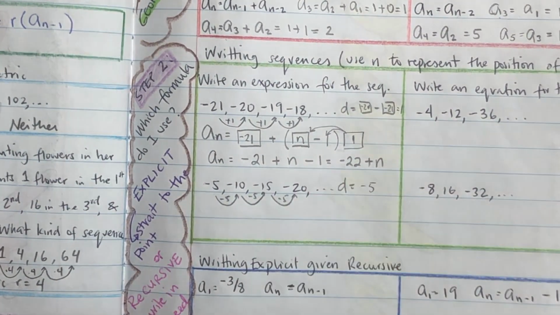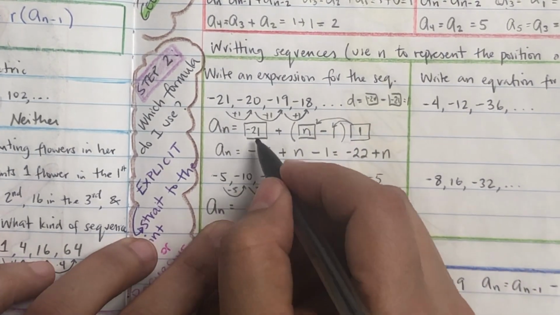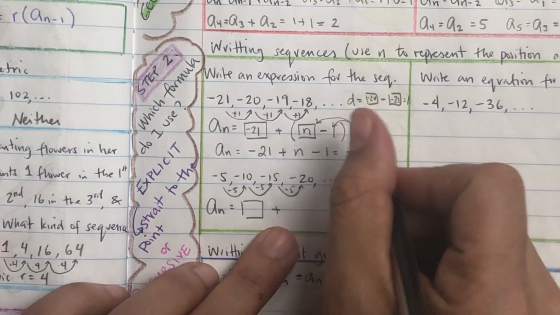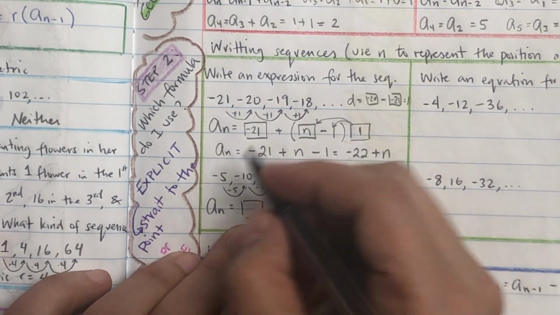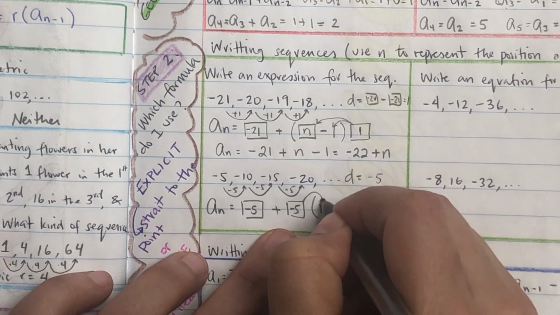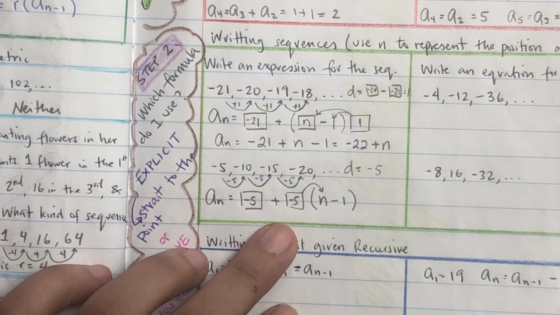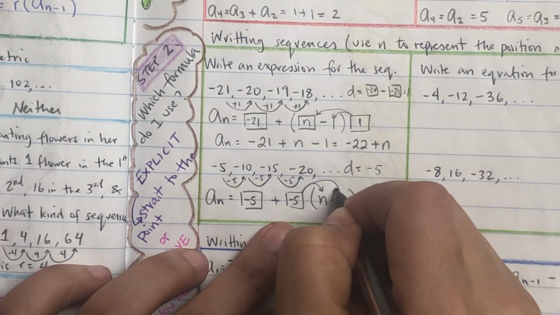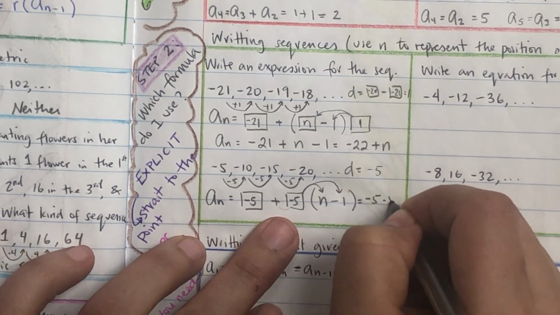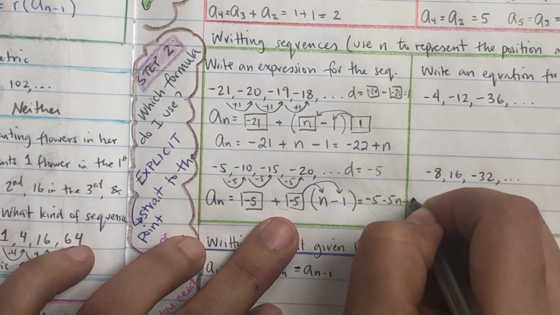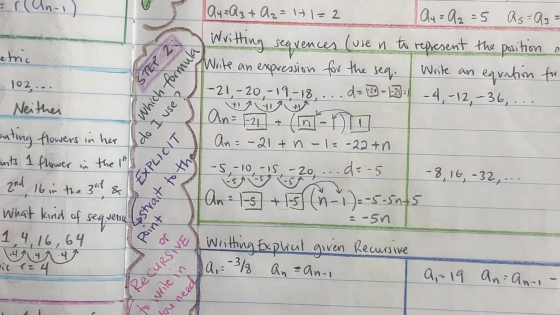All right, let's do the second one. So same thing, a sub n equals box plus, and I'm going to put the common difference in the front box, open parenthesis, n minus 1, and I'll plug in the numbers. A1 is negative 5, and then the common difference negative 5, multiply it out. Negative 5 times n is negative 5n. Negative 5 times negative 1 is positive 5. Combine the numbers, so negative 5 plus 5 is 0, so you're going to have negative 5n.